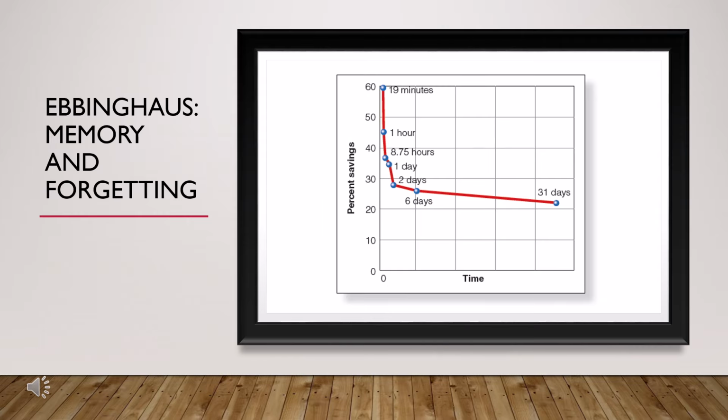So with this savings curve, Ebbinghaus considered the percent savings to be a measure of the amount remembered. He plotted this versus the time between initial learning and testing. The decrease in savings, or remembering, with increasing delays indicates that forgetting occurs rapidly over the first 2 days, and then it occurs more slowly after that. And this is all based on his research from 1885 to 1913.